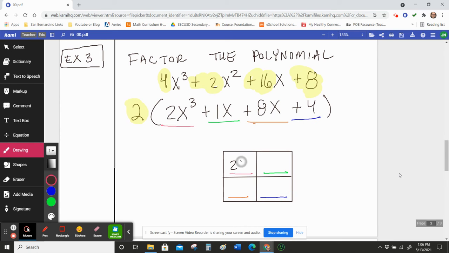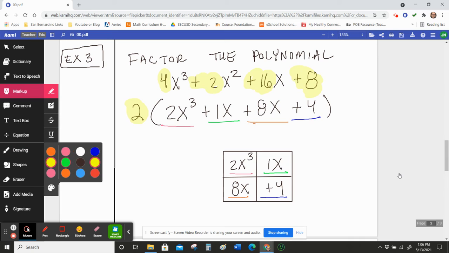All right, so 2x to the power of 3 went here. 1x went here, that was positive. 8x went here, that was positive. And then positive 4 went here. Okay, so same process for the rest of it. So we need to check each row and column to see what we can take out. So we check the very first row.